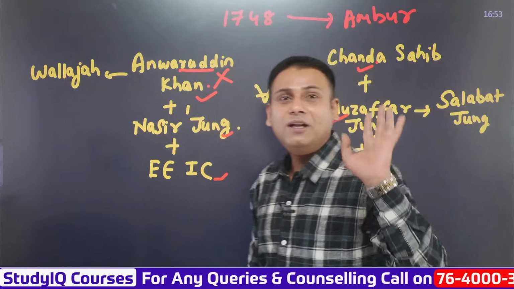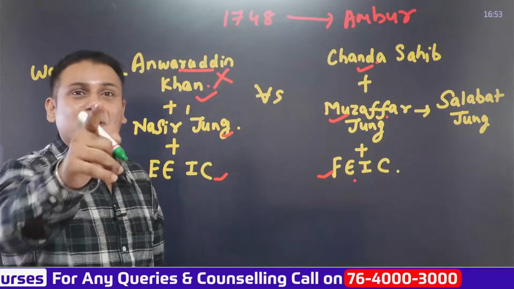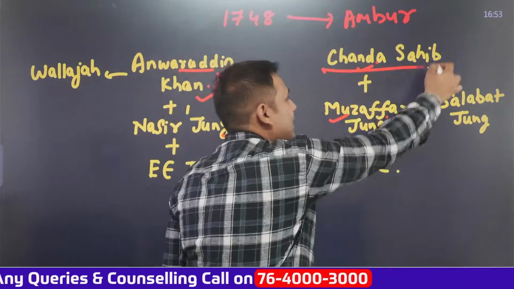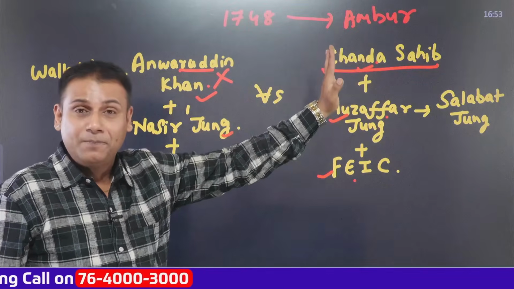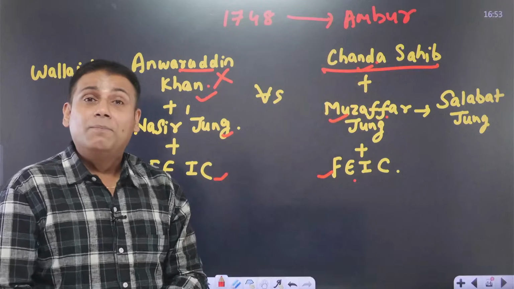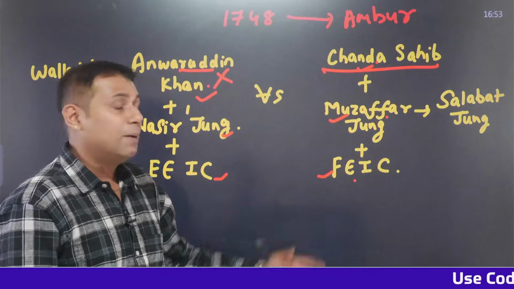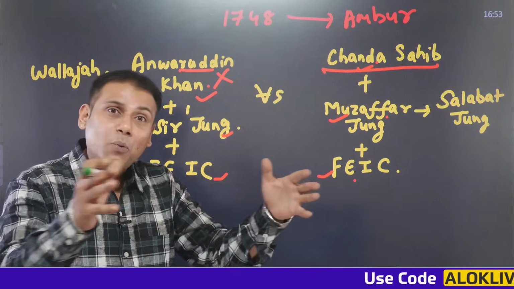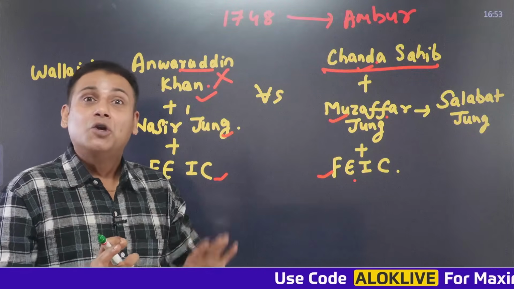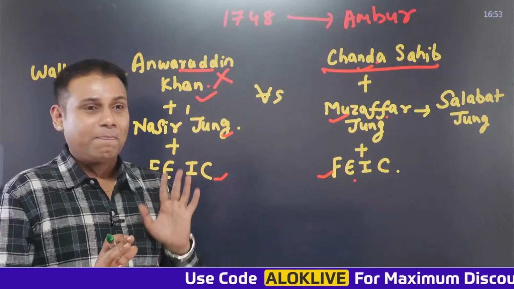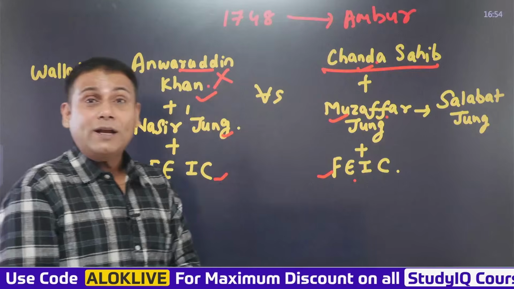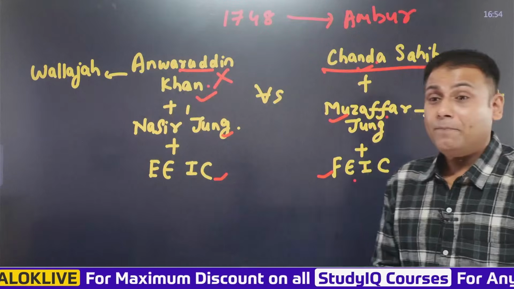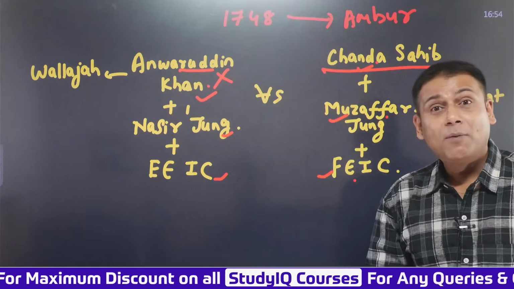And when Anwaruddin Khan died, what happened? The new Nawab of Carnatic is Chanda Sahib. So the goal of Chanda Sahib is accomplished. In fact, Chanda Sahib became so happy with French East India Company that he gifted 80 villages around Pondicherry to French East India Company. Clear? Moving ahead. Now what happened? Anwaruddin Khan has died. Chanda Sahib has become the new Nawab of Carnatic.